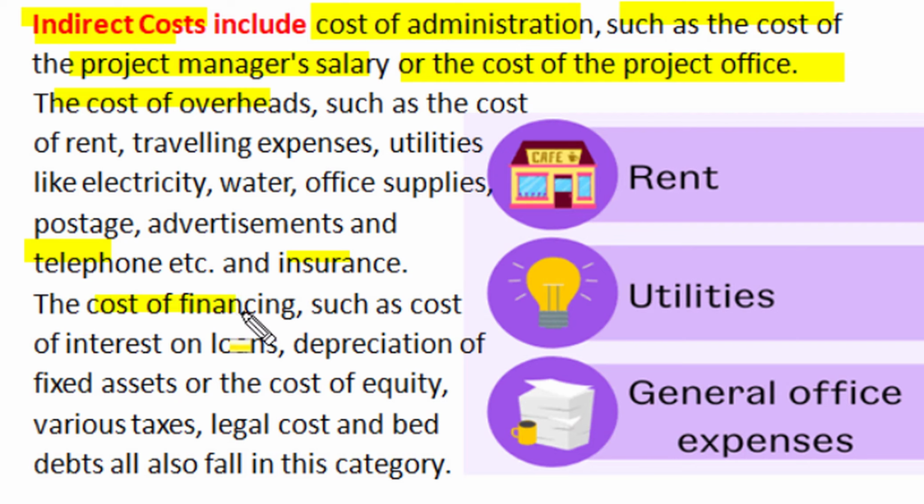Cost of financing, such as the cost of interest on loans, depreciation of fixed assets of the company, the cost of equity which is used for project financing, various taxes, cost of legal services, and some bad debts which are very difficult to recover, all fall into this category of indirect costs on the project.